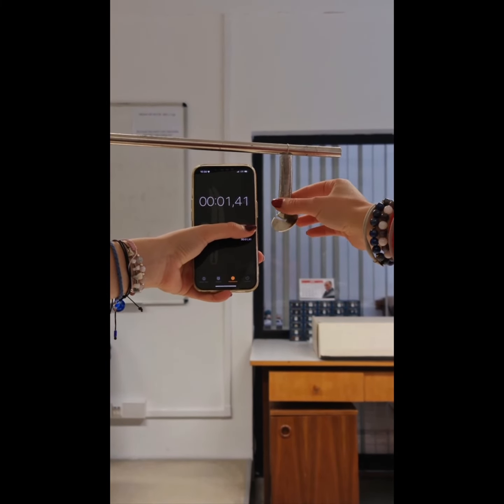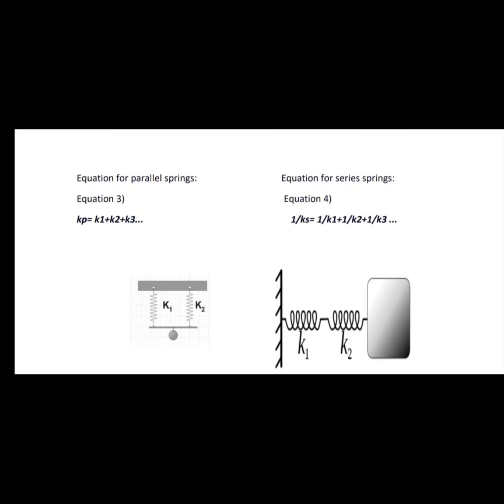For part 2 of my experiment, we will connect the springs in parallel and in series, then we will apply force and let them swing 3 times while measuring time.